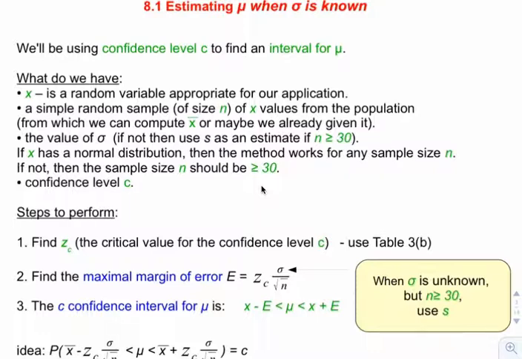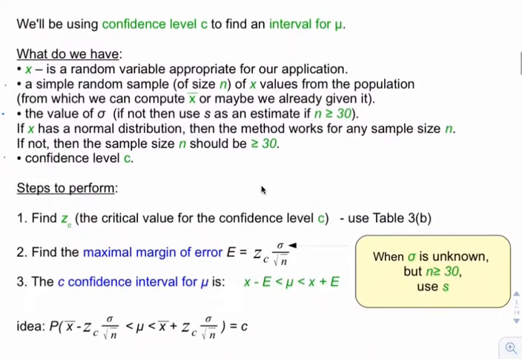Okay, so what do we have? We have x as a random variable. We have a simple random sample of size n. And then we have the value of sigma, the population standard deviation. And then we have the confidence level that we're given. So how do we actually do this? The idea is, we're going to find our Z sub C depending on what confidence level we are asked about. And remember, now we can use a table. We don't have to calculate this. We can use a table to find this.